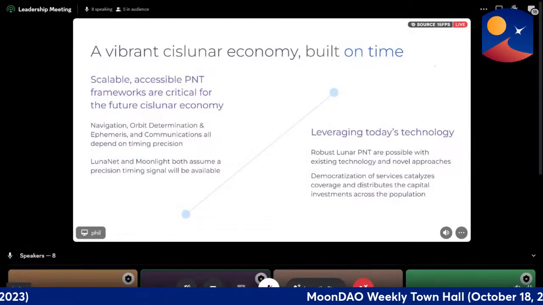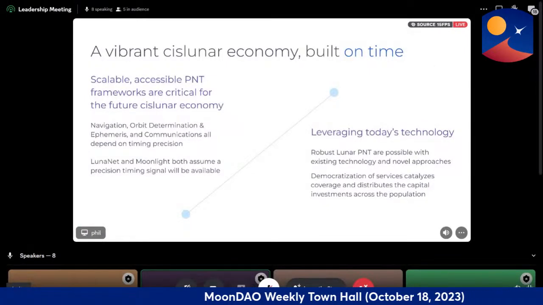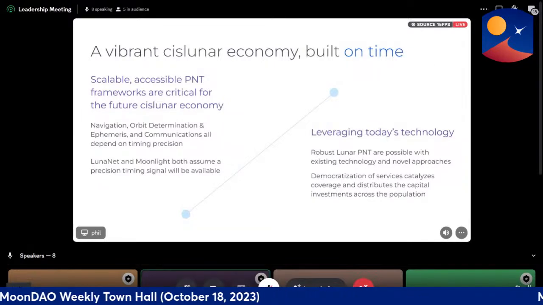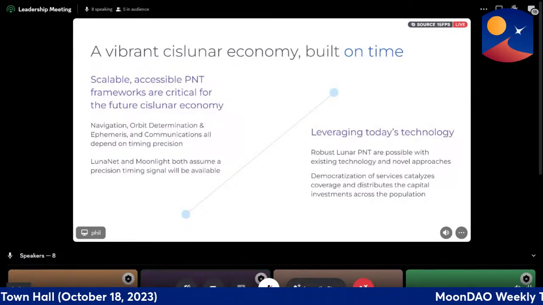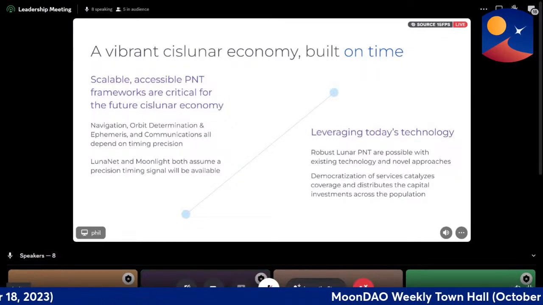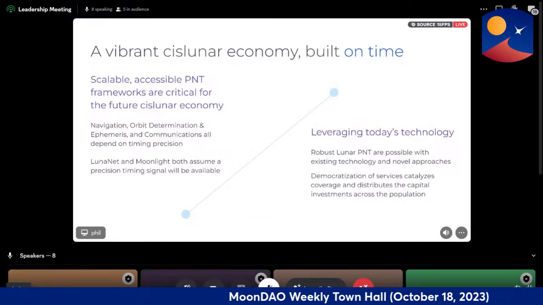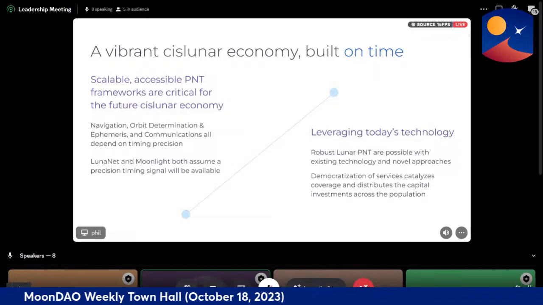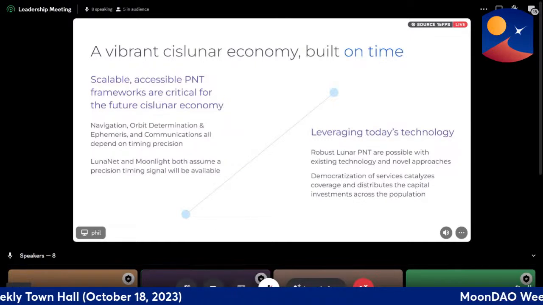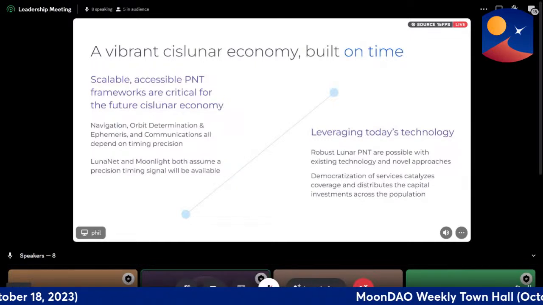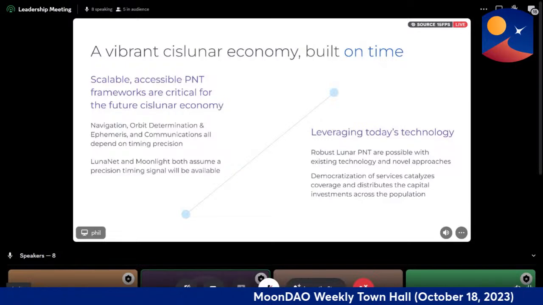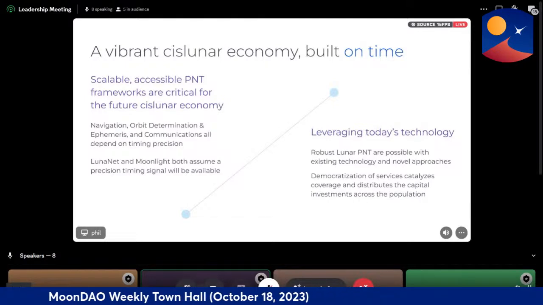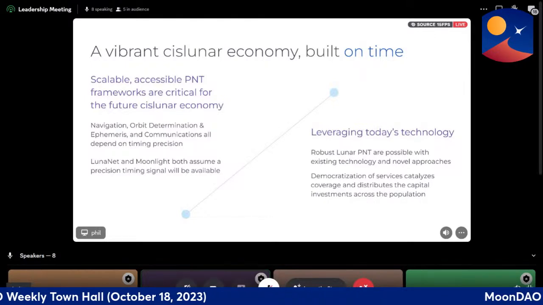So just to set the stage for what we're looking at solving, positioning, navigation, and timing is critical for mission operations at the moon. So specifically, we're looking at timing as this piece of it. It's involved in navigation, orbit determination and ephemeris, communications, and interacting with other missions, as well as just getting commands and collecting data from the moon.